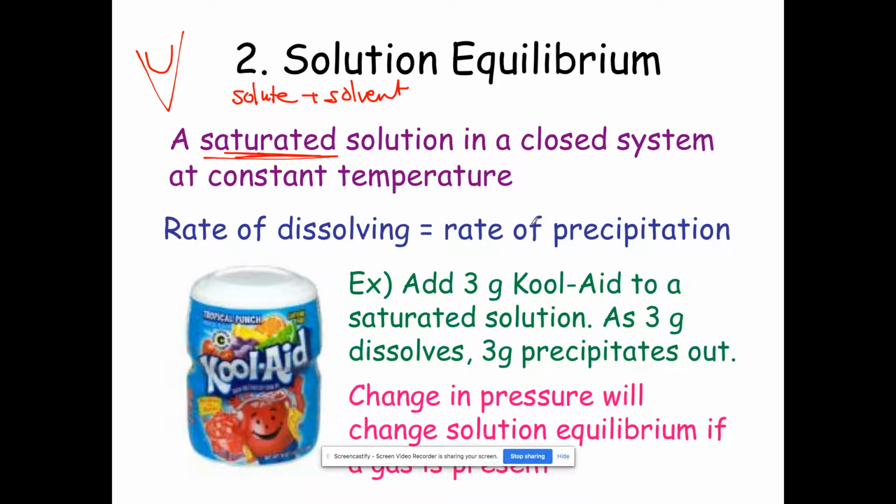So here's an example. If you have 3 grams of Kool-Aid that you're adding to an already saturated solution of Kool-Aid, 3 grams is being dissolved. 3 other grams are going to come out because it was already balanced. And if you add 3 in, 3 are going to come out. Are they the same 3 grams? No, but it'll be the same number. Changes in pressure will change solution equilibrium if gases are present. Sorry, it's hard to see that. So remember, pressure is only going to affect the gas phase.